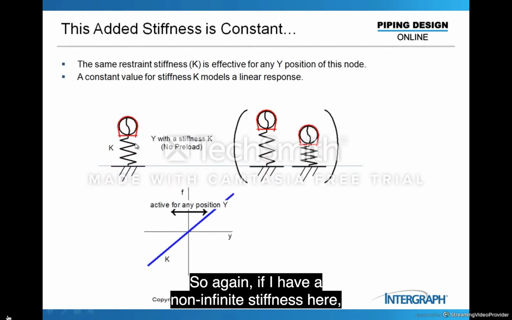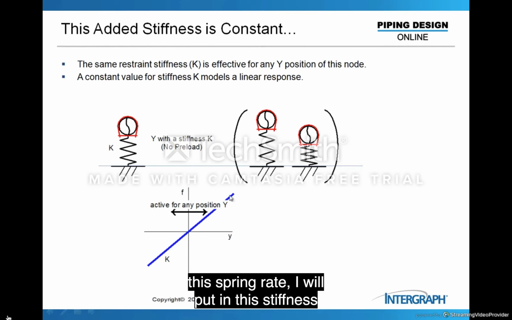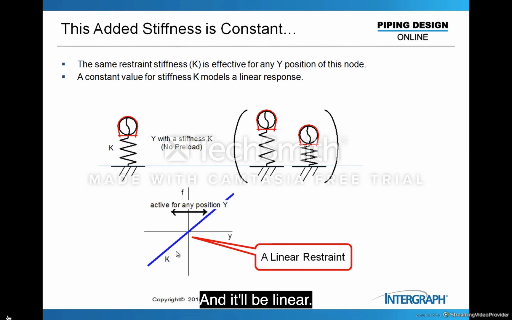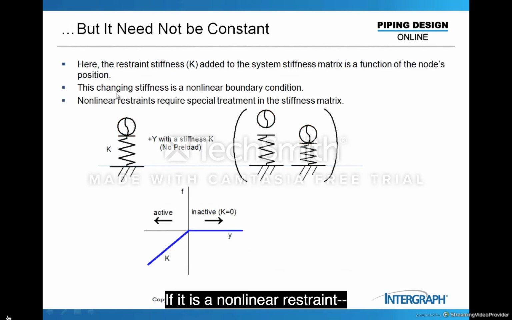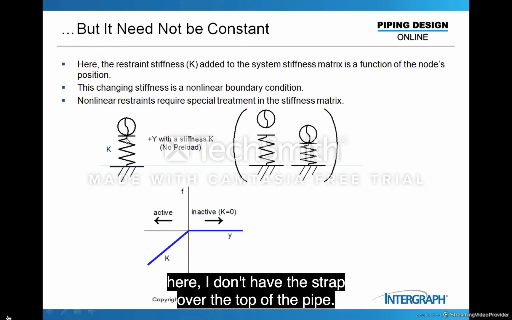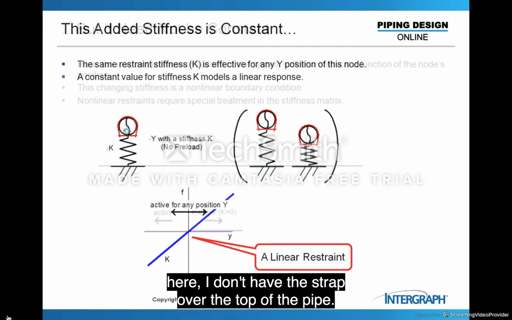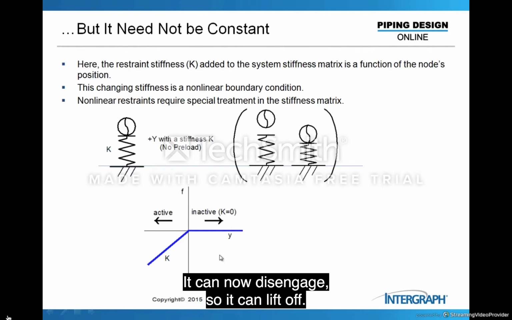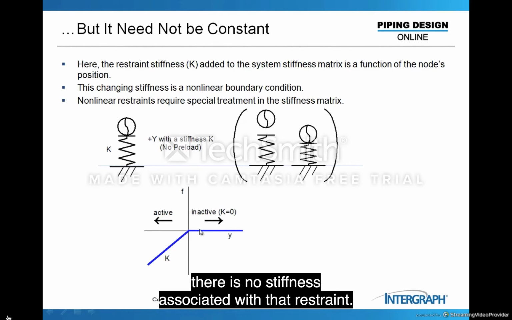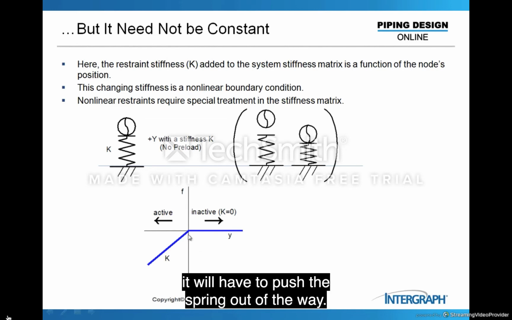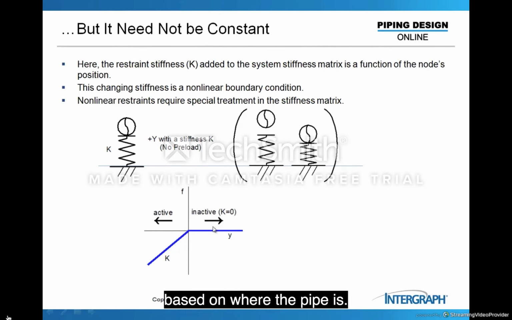So again, if I have a non-infinite stiffness here, a spring rate, I will put in this stiffness in my stiffness matrix and it'll be linear. If it is a non-linear restraint, here I don't have this strap over the top of the pipe, it can now disengage so it can lift off. So here we have a situation where if it wants to move in the positive Y direction, there is no stiffness associated with that restraint, but if it moves in the negative Y direction, it will have to push the spring out of the way. So we have to handle the stiffness based on where the pipe is.